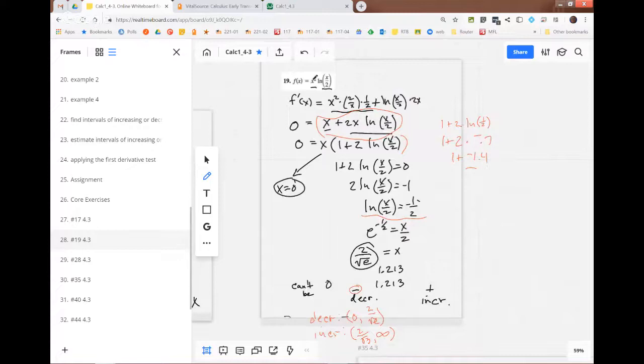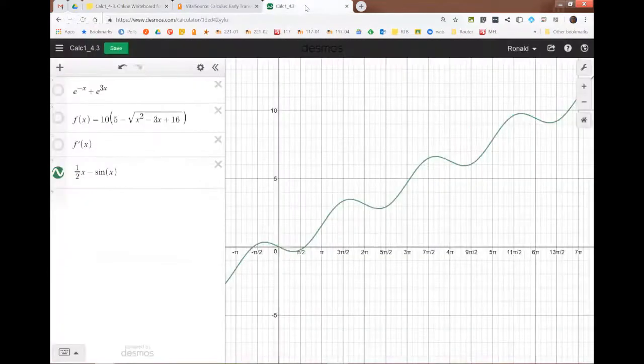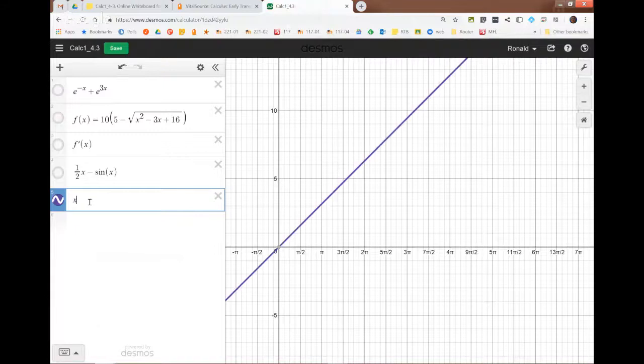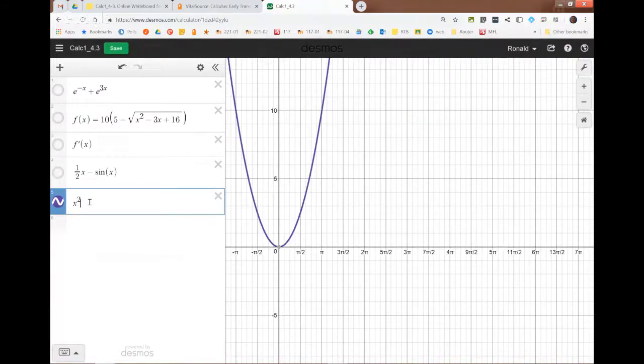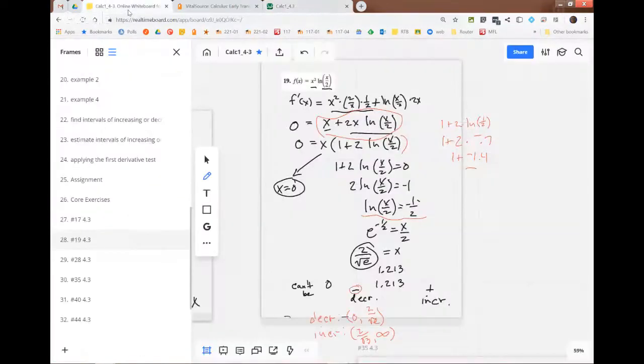Then let's take a look at what the graph looks like for that. Okay, x squared times the natural log of x over 2. I don't have that one up here. x squared times natural log of, what was it, x over 2? Yeah.